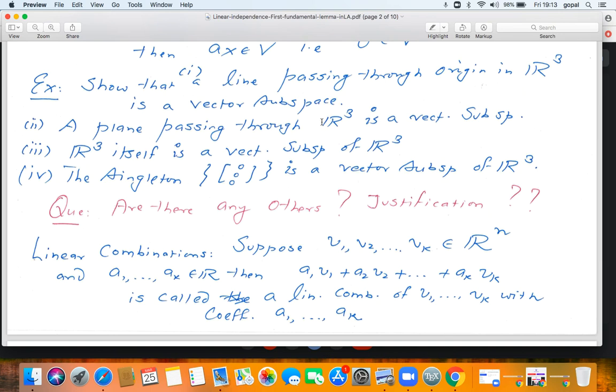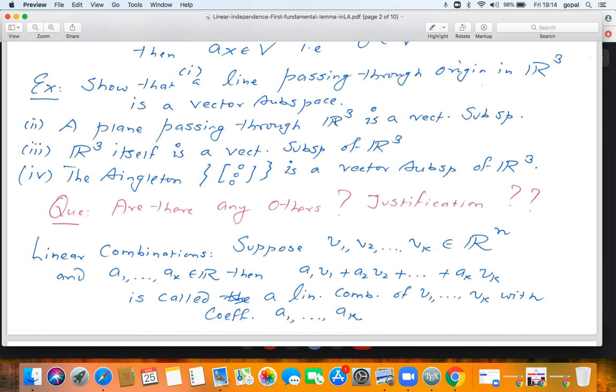Plane passing through origin in R3. So the word origin in R3 is missing. 0 belongs to R3, that is missing. I will send out the correction when I share these sheets with you. Thank you. The singleton, consisting of the 0 vector alone, is a vector subspace of R3.